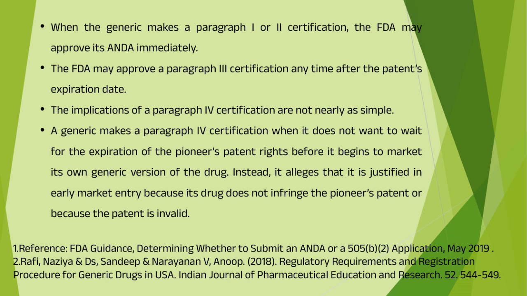A generic makes a paragraph 4 certification when it does not want to wait for the expiration of the pioneer's patent rights before it begins to market its own generic version of the drug. Instead, it alleges that it is justified in early market entry because its drug does not infringe the pioneer's patent or because the patent is invalid.